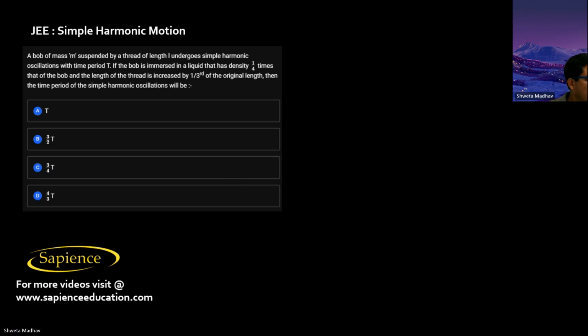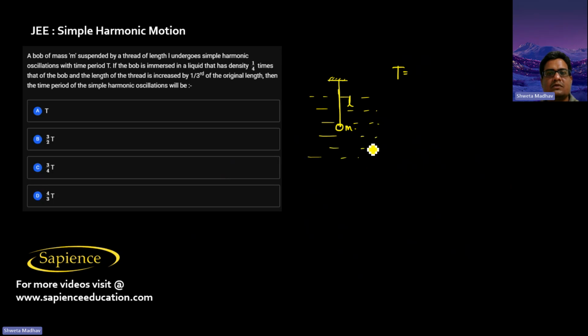And here it is told that a bob of mass m suspended by a thread of length L undergoes simple harmonic oscillations with time period T. If the bob is immersed in a liquid that has density 1/4 times that of the bob, so sigma is equal to rho by 4, and the length of the thread is increased, length L dash is increased by 1/3 of its original length, so it will now be L plus L by 3, then the time period of these simple harmonic oscillations, that is T dash, the new time period, will be how much in terms of the old one?